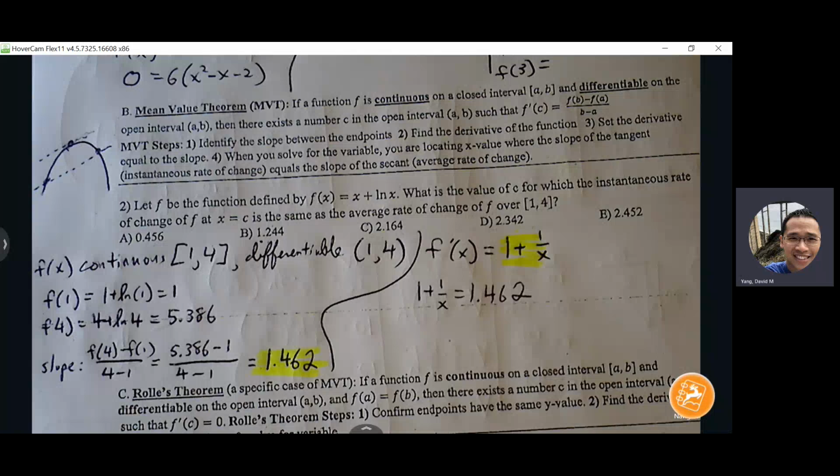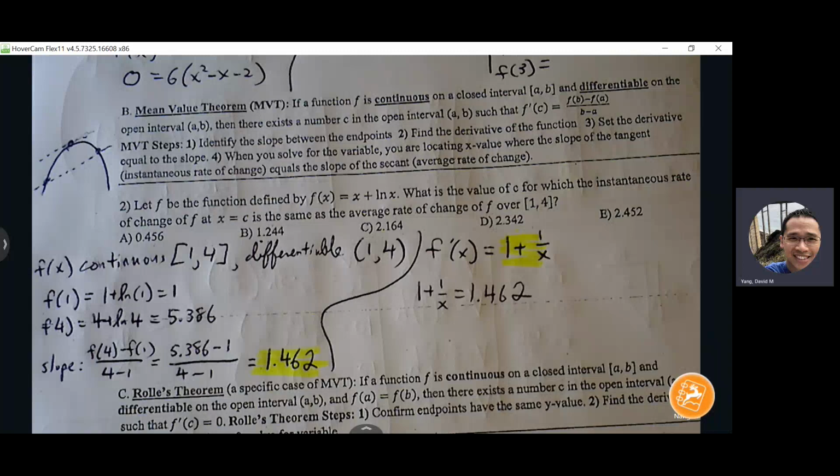The reason why is because this is our slope formula. This is the slope that we're after. We're trying to figure out where on the graph the slope is going to hit 1.462, and it's going to be somewhere along that curve. We're trying to solve for x.